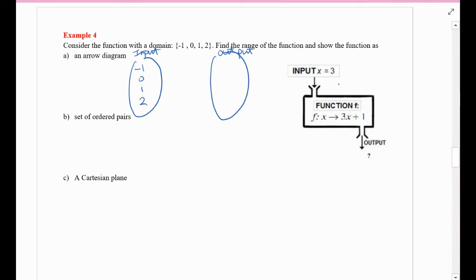And if you plug -1 into this function, so 3 times -1 plus 1. What is this? 3 times -1 is -3, plus 1 is -2. So -3 plus 1 equals -2. So the output is -2. If you plug -1 into the machine, the output is -2. Okay? So output -2.